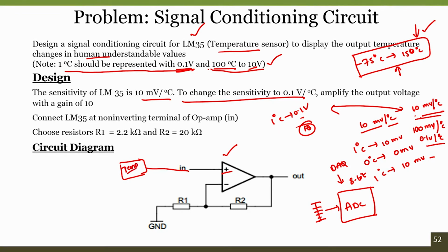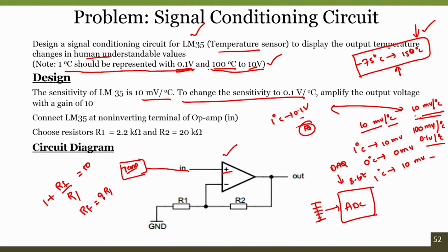Now, how do we design with a gain of 10? Since we know the gain of a non-inverting amplifier configuration is 1 plus RF by R1, and it is required to have 10, if I design RF equal to 9 times R1, then the problem is solved. If I consider R1 as 1 kilo, RF would be 9 kilo, but finding a matching resistor is very hard.